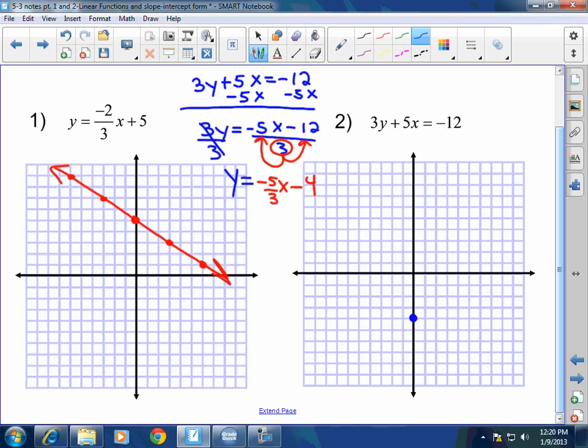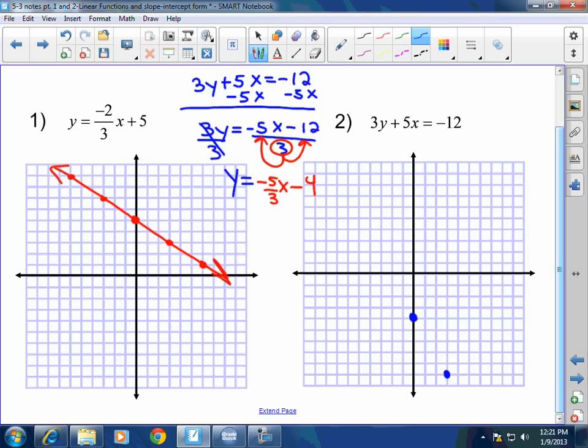What is my slope, please? -5/3. Very good. X is not part of the slope. Remember that. So that means I'm going to go down 5 because it's -5/3. So down 1, 2, 3, 4, 5. And I'm going to run to the right. 1, 2, 3.